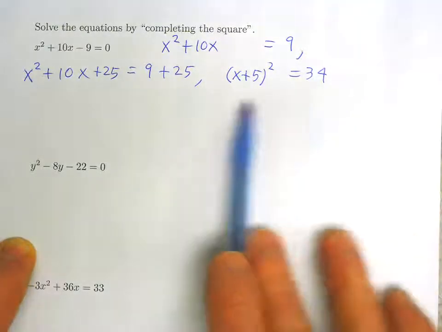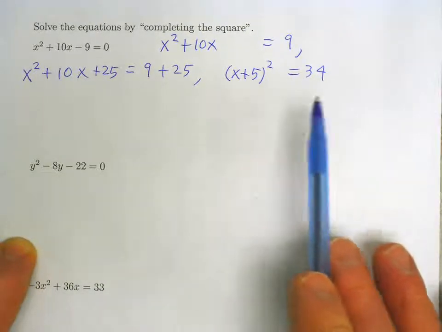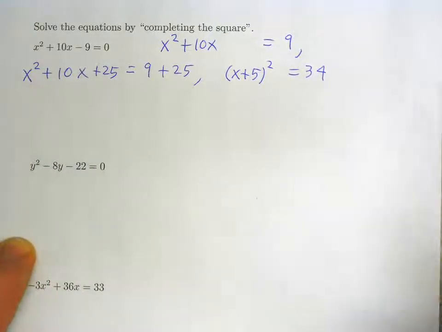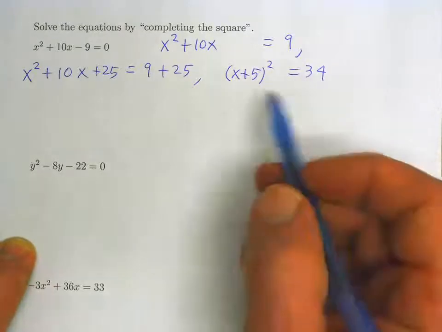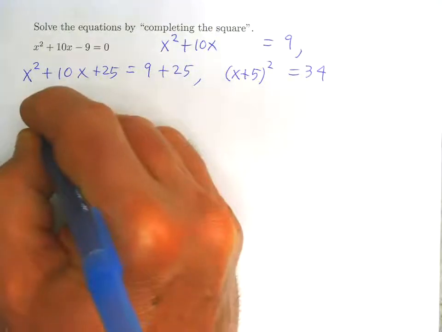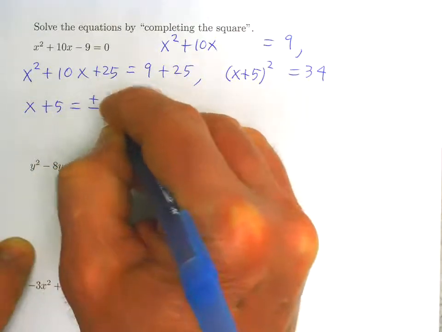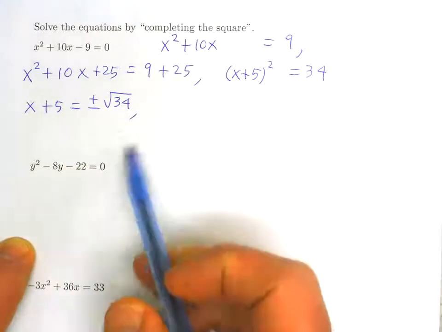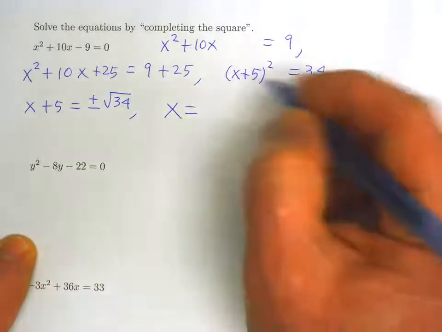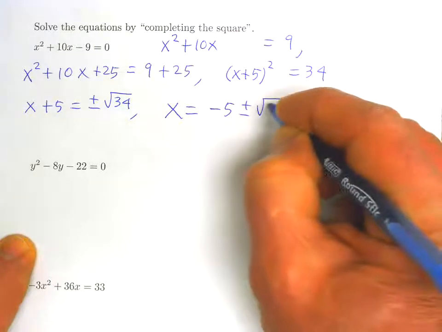So this equation is now prepared to apply the square root property. The goal is to find the solutions to that equation. So now we can apply the square root property, which we reviewed earlier. So if x plus 5 quantity squared equals 34, applying the square root property, we get x plus 5 equals positive and negative square root of 34. And the square root of 34 cannot be simplified any further, so we can get both of the solutions by writing x equals negative 5 plus and minus the square root of 34.